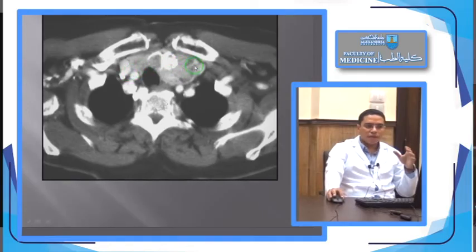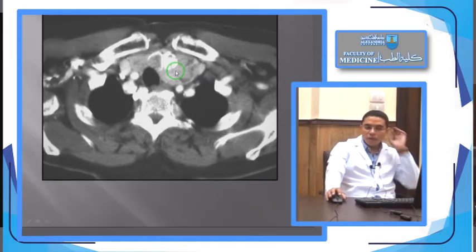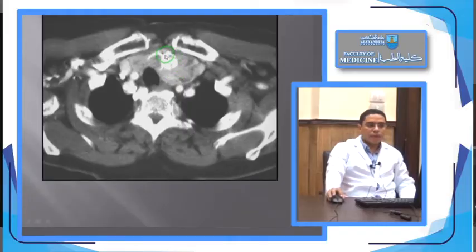Okay, what we can see here is that this is the trachea, and this is the thyroid gland over the trachea, and there is an evident enlargement of the left thyroid lobe, pushing or displacing the trachea to the right side and causing backward displacement of the carotid sheath, posteriorly. Okay, because this is maybe a big nodule or a large left thyroid nodule or lobe.